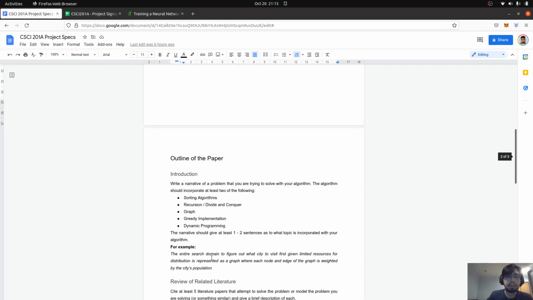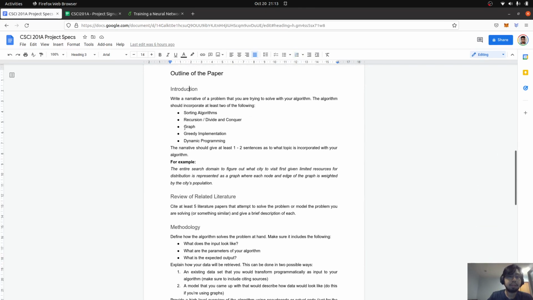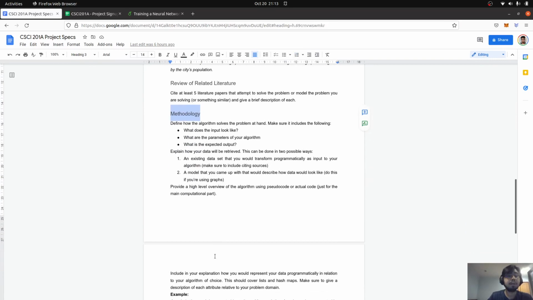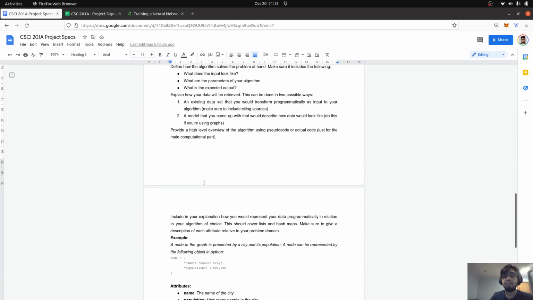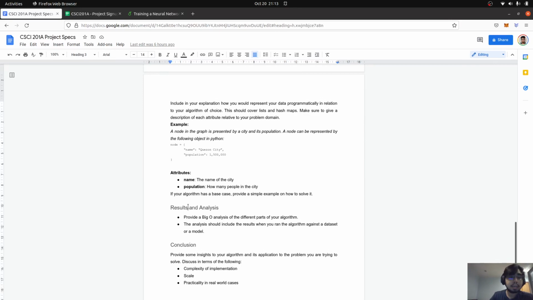Now, for the outline of the paper itself, it will involve an introduction, a methodology, your typical research type paper, a review of related literature. Now, this can be just quotes of something similar to the problem that you're trying to solve. Results and analysis. Now, this will include the discussion of big O analysis for different parts of your algorithm. It doesn't have to be your analysis of the entire thing, because usually in most real world scenarios, your algorithm will be a combination of multiple things.